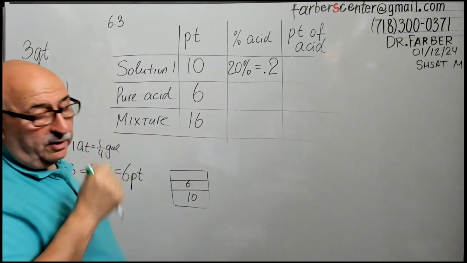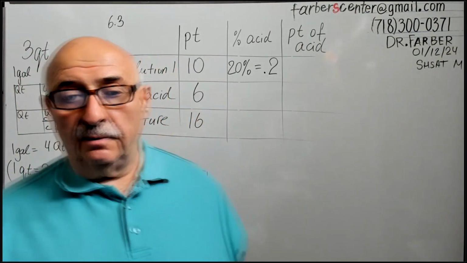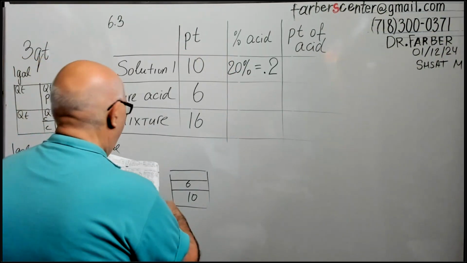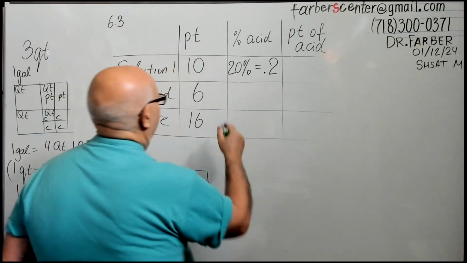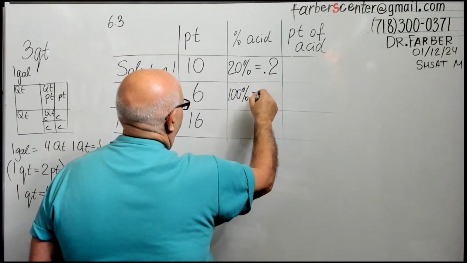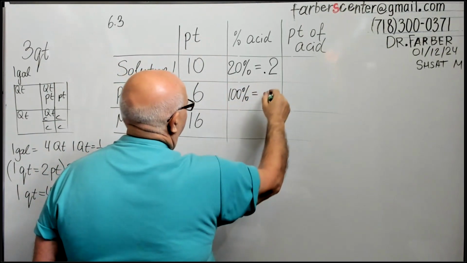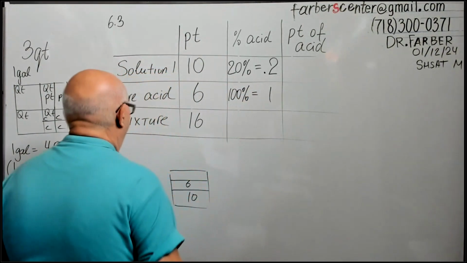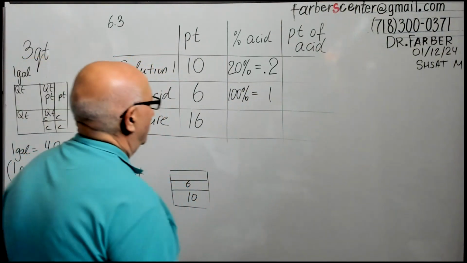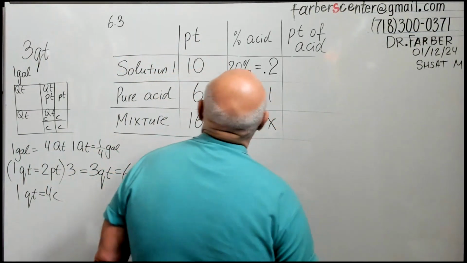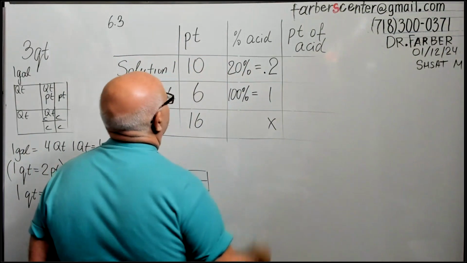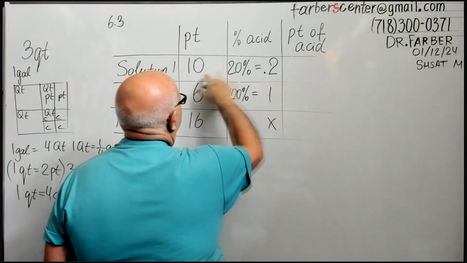My suggestion is you can't do it now, see what they said. And this pure acid. What is pure acid? It means only acid we have, which is 100%. You convert to a number, you divide by 100. It would be 1. And the mixture, they ask you, what concentration of mixture? I don't know. No, it's usually pints of acid. 0.2 times 10.